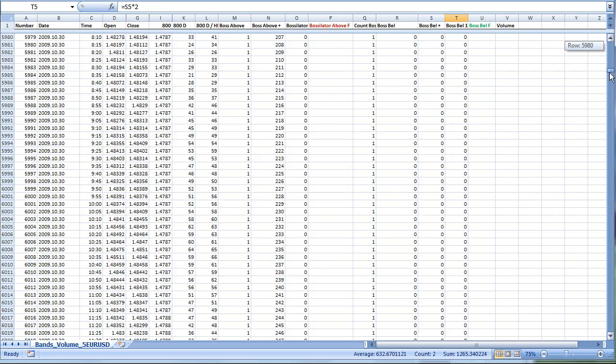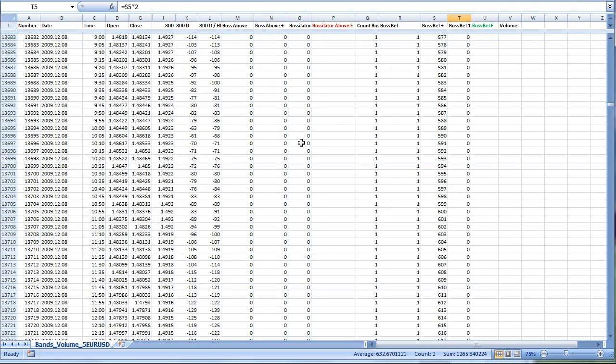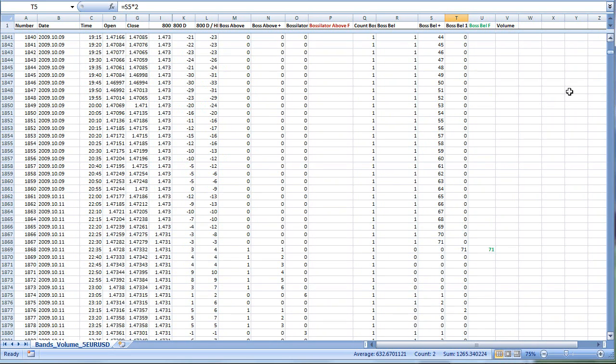And that's how the spreadsheet was built, and that's how the Bossilator was built. It's simply a spreadsheet that shows thousands and thousands of 5-minute candles, in this case for one currency pair, the euro dollar, and looked at the lengths of time that this currency pair on this time frame chart could spend away from the 800 period simple moving average.